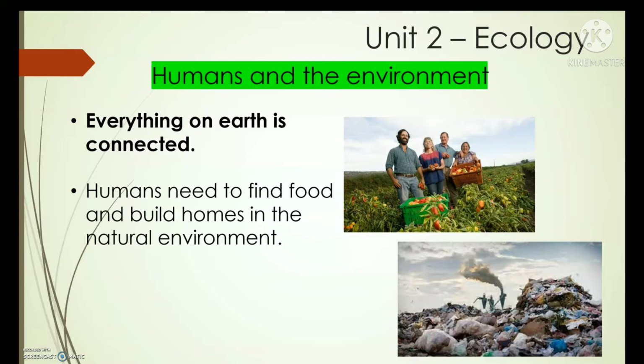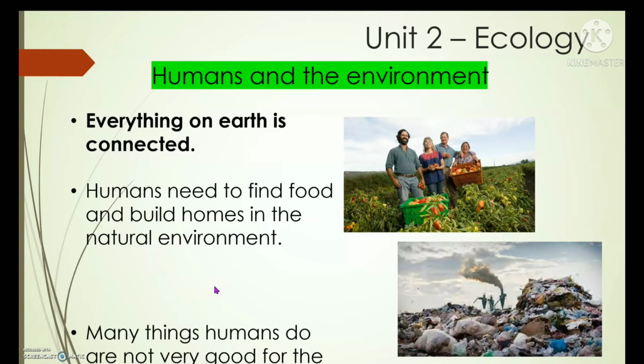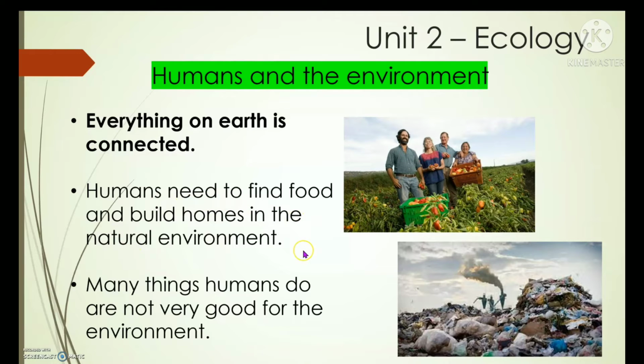Everybody repeat after me. Humans and the environment. Very good. Everything on Earth is connected. So we know that we need air. Plants need air. Sunlight also helps us and helps the plants to produce food. So all organisms on earth are connected. Remember that. Next, humans need to find food and build homes in the natural environment.